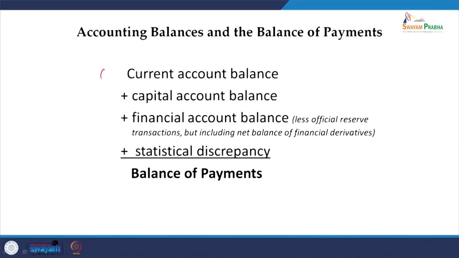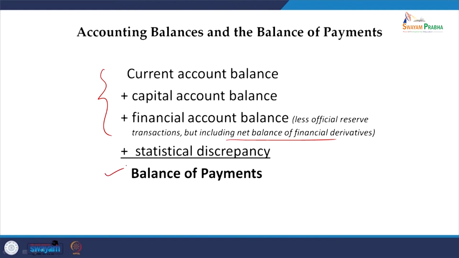The official reserve account, as we just cited, is the account in which official reserve transactions are entered. It is calculated in this manner: current account balance plus capital account balance plus financial account balance, or the net financial account balance, because we just subtract the official reserve transaction, but including the net balance of financial derivatives, plus some statistical discrepancy, is defined as the balance of payment.